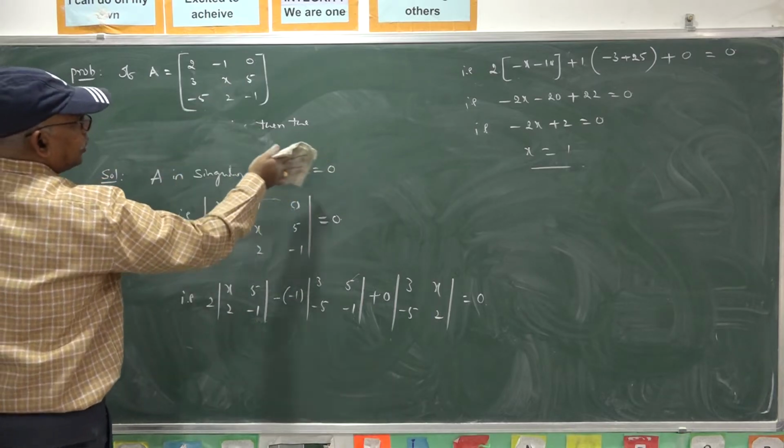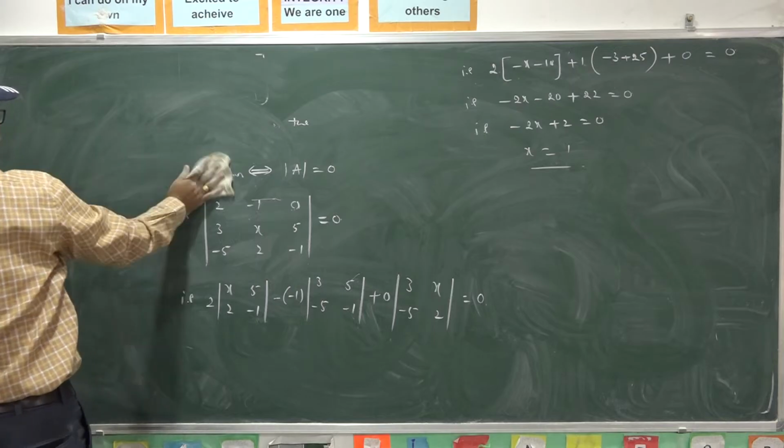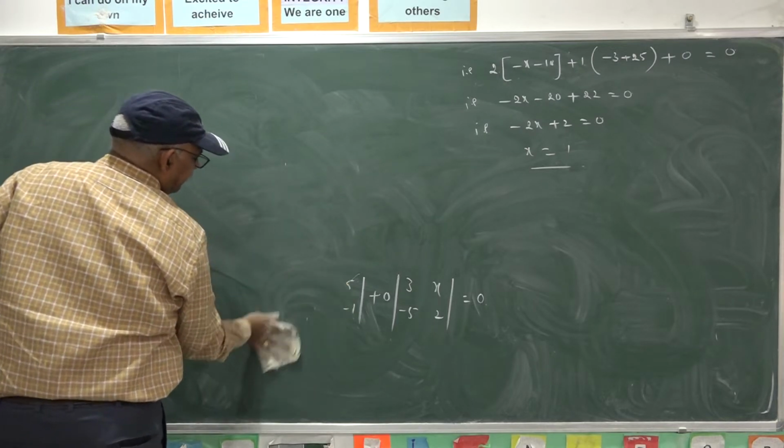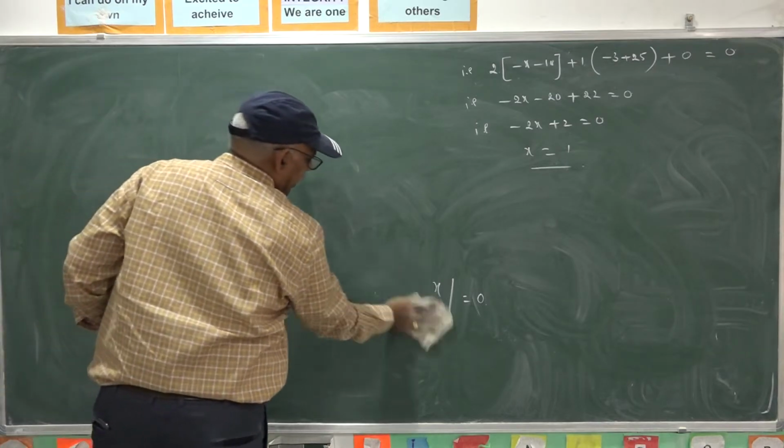Once it is non-singular, x is not equal to 1, clearly. You can evaluate the determinant by any row or any column.